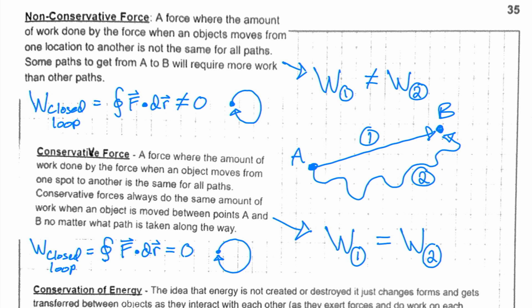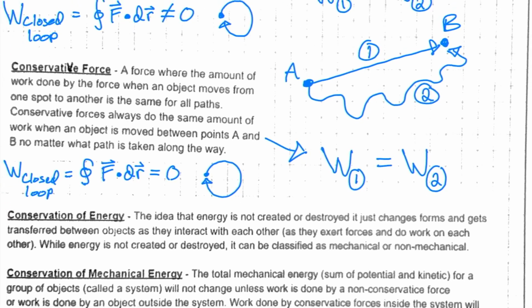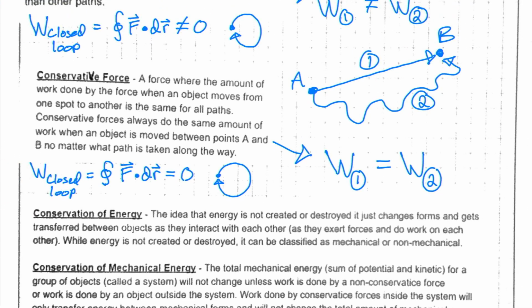So what are some examples of these types of forces? Well, for a conservative force, there's only a few of them. Gravity, spring, or elastic, and electric. Those are the three types of forces that will have potential energy associated with them. In this class, those are the only three conservative forces we look at. So if there's any other force, it is non-conservative.